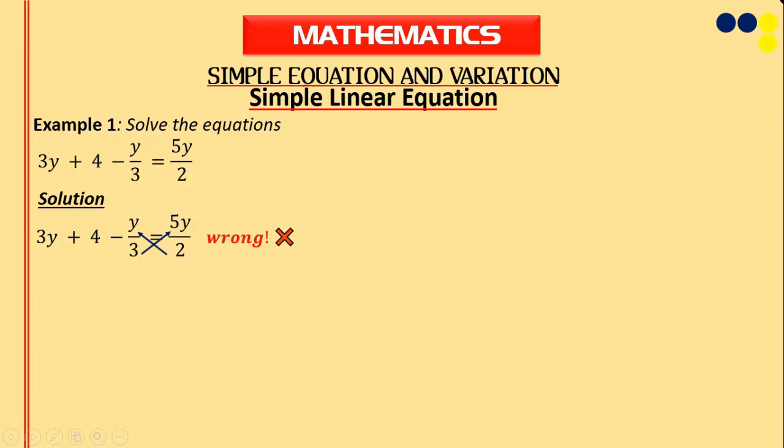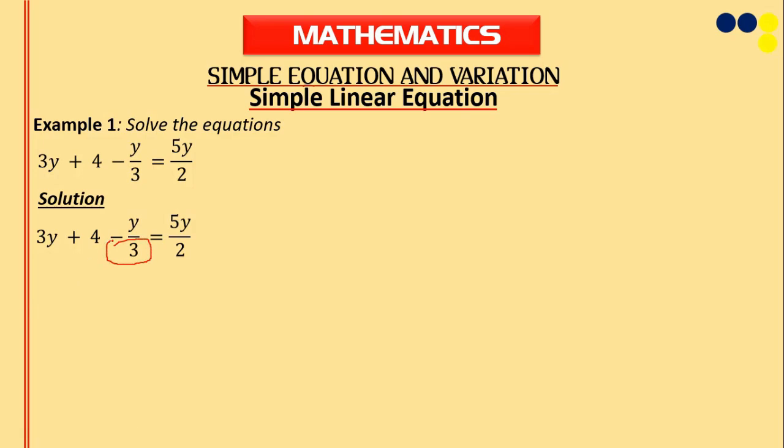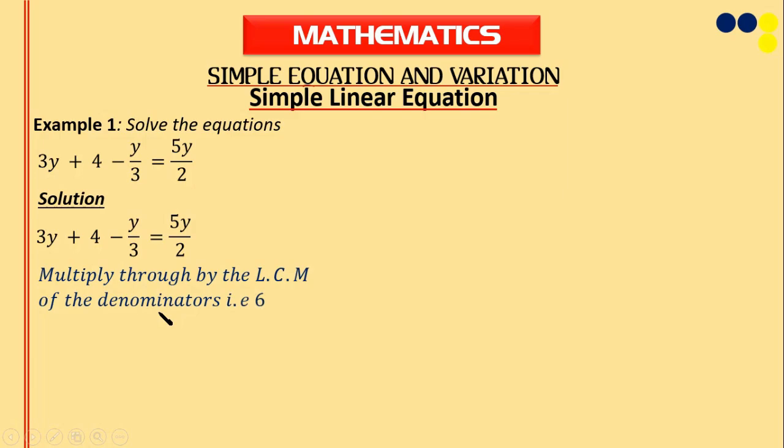So instead, the right thing to do, using the method I just stated, is to simply find the LCM of all the denominators. If you look at this very well, we have a denominator 3 here and another denominator 2. So we find the LCM of all the denominators. We multiply through by the LCM of the denominators, that is 6 in this case. Then we multiply through, meaning that 6 is multiplying everything.